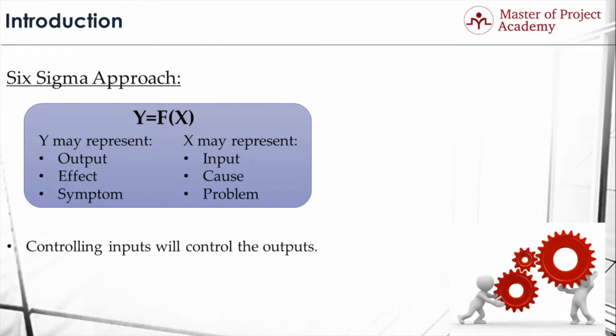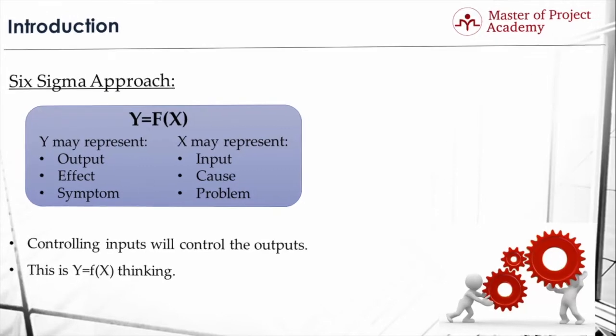We can say here that controlling inputs will control output, because the output Y will be generated based on the inputs X. This approach is called Y equals f of x thinking. It is the mechanism of Six Sigma. As per the Six Sigma approach, every problematic situation has to be converted into this kind of equation. Because, make a note here, it's not rocket science, but it is just a new way of looking at the problem.